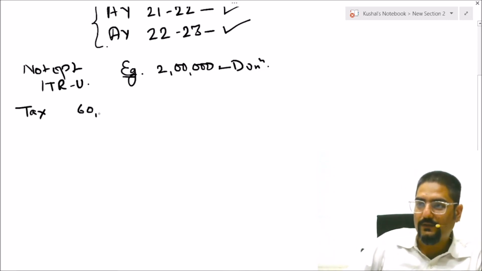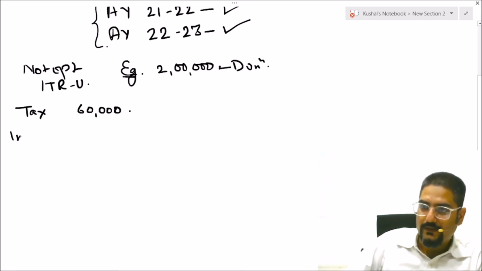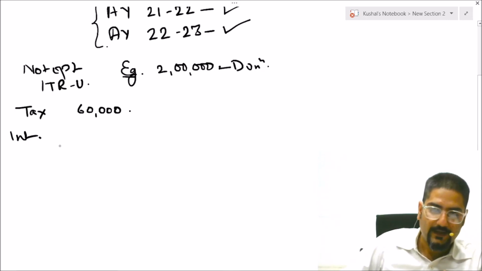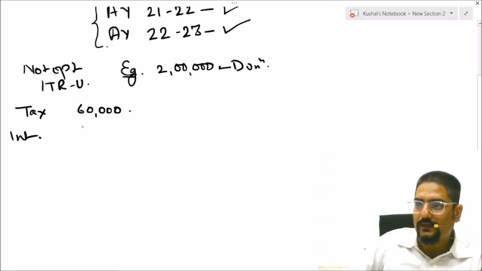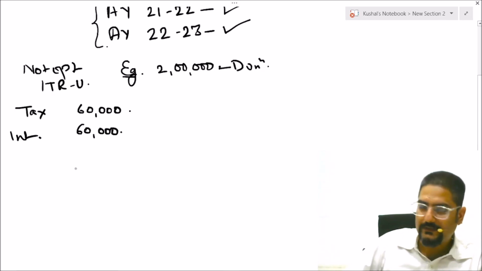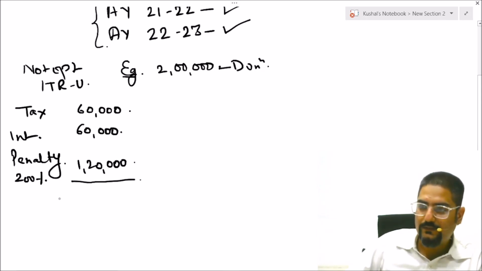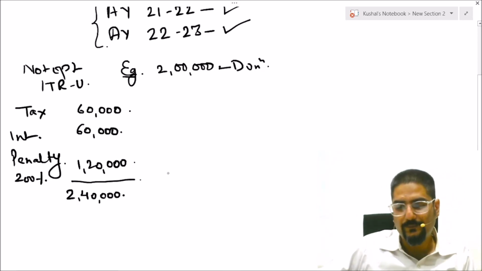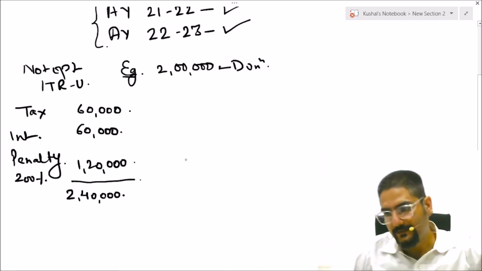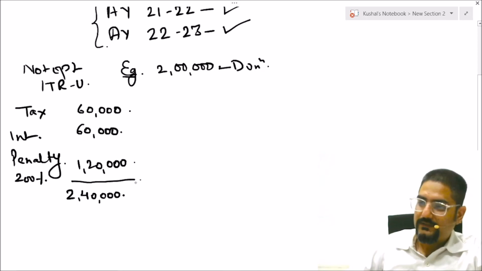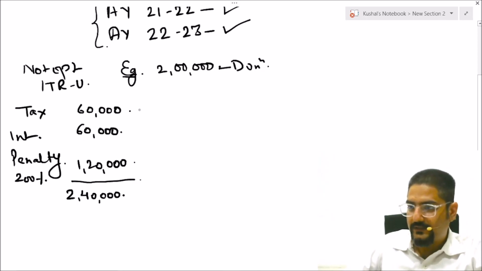So you have to pay tax of 60,000, interest under section 234B and 234C that is approximately 60,000, and penalty for misreporting, that is 200% of tax evaded, that is 1,20,000. So approximately you have to pay 2,40,000 rupees in case you have not opted to file updated return and demand is created on you. Right. And this is an approximate amount as I have not added 4% health and education cess in this case.